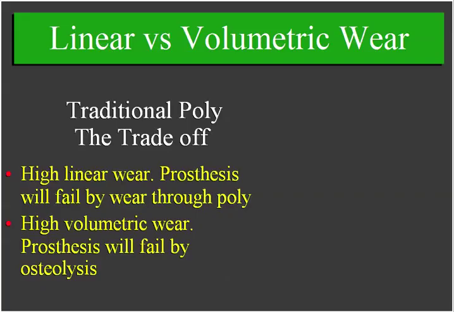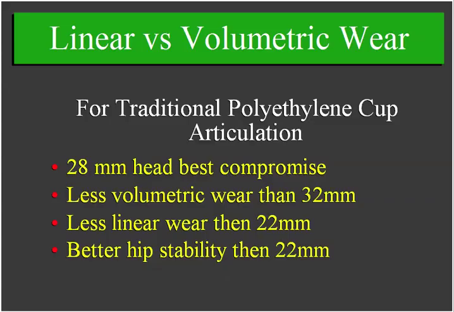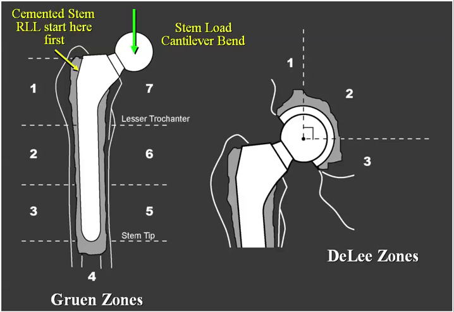Therefore, with the selection of head size with the traditional hard-on-soft bearing, high linear wears, the prostheses will fail by wear-through, i.e. Charnleys will wear through their plastic. Volumetric wear, if you have a large ball, you'll have high volumetric wear and the prostheses will fail by osteolysis. Hence, the practical solution has been the 28 millimeter ball, which is the best compromise, so it has less volumetric wear than 32, less linear wear than the 22, and better hip stability than the 22. And 5 years ago, that was plain and simple, but now we have all these alternative bearings. So that was the logic of how we came to 28 millimeter balls in hip replacement.